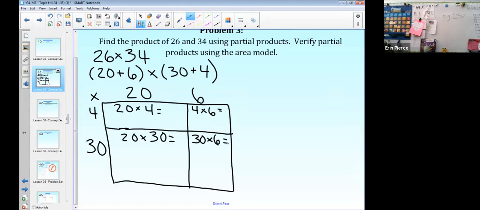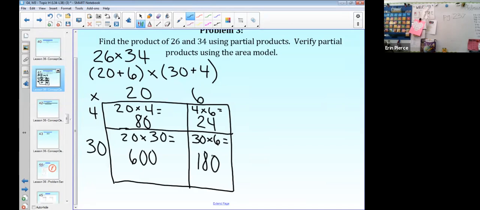Thinking. Jackson, 80. 20 times 30. Thinking. 2 tens times 3 tens equals. Taya. 600. 600. 4 times 6, Scotty. 24. 30 times 6. Owen. 180. So we've got all the thinking and the math part finished. Now we just need to translate it to our partial products.